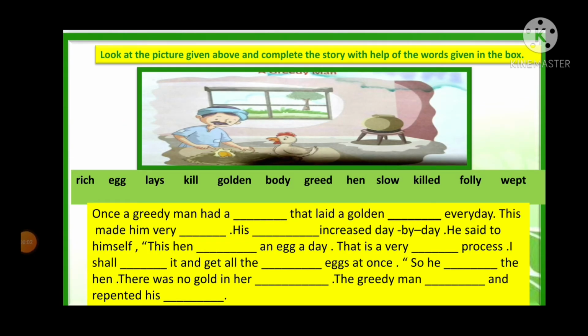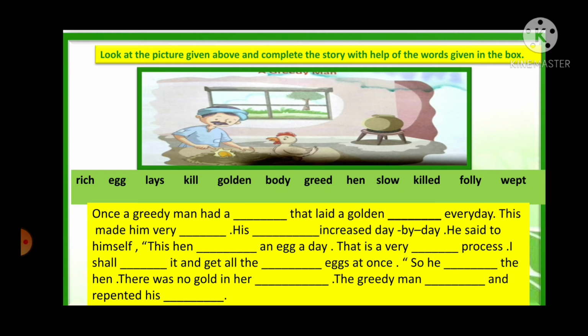Look at the picture given above and complete the story with the help of the words given in the box. Here they have provided us with a picture and a story, and they have given us some words, and you need to fill in the correct words to write the story. First of all, observe the picture properly. You can see a house, right? And there is a man and there is a hen with him, and he is having golden eggs, right? So it is the story of the hen which gave golden eggs.